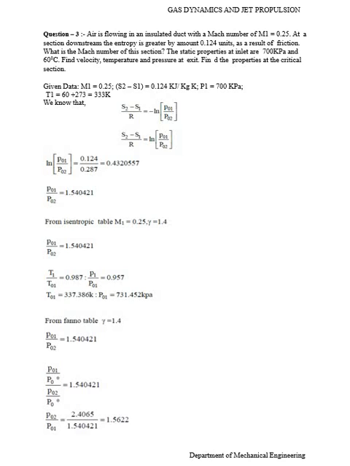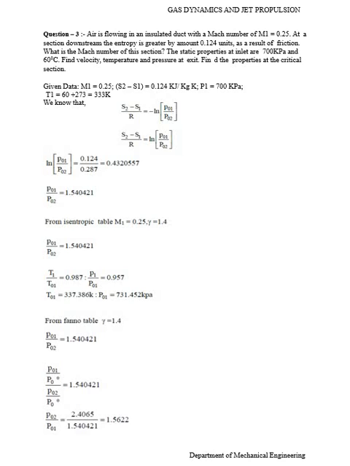From the isentropic table, M1 equal to 0.25 and gamma equal to 1.4. Therefore P01 divided by P1 equal to 1.54. Then T1 divided by T0 equal to 0.987. P1 divided by P01 equal to 0.957. Then T01 equal to 337.386. P01 equal to 731.452 kilopascal.